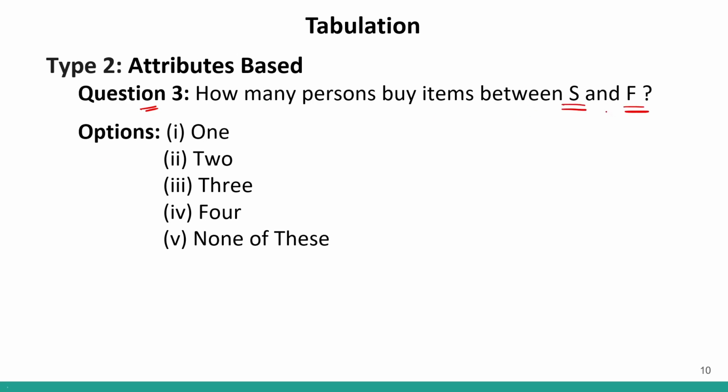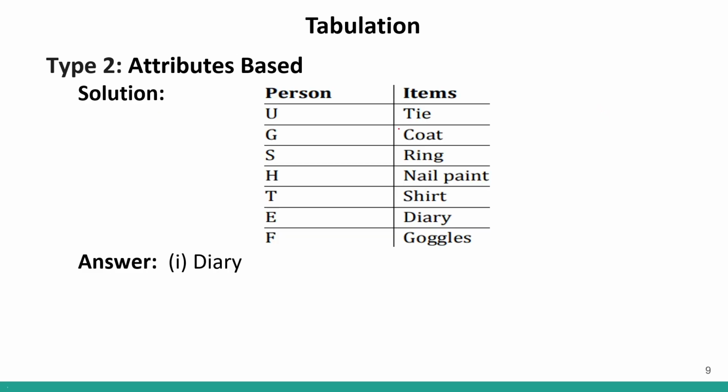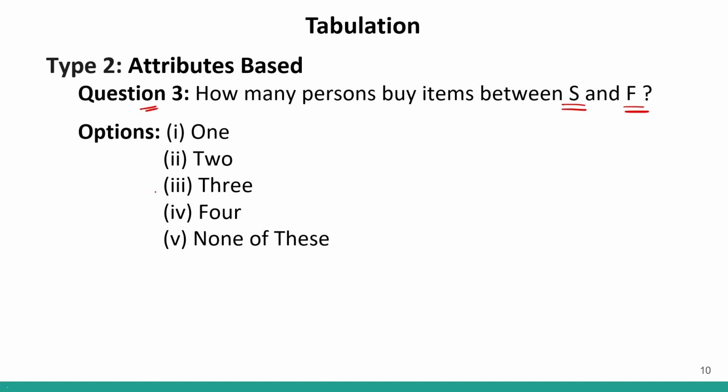Question number 3 asks, how many persons buy items between S and F? So let us look at the arrangement. S is over here, F is over here. How many people between S and F? We have H, T and E. So we have 1, 2 and 3. 3 people are there between S and F buying items. So if I look at the options, we have option number 3, 3. This will be the right answer. They are H, T and E.